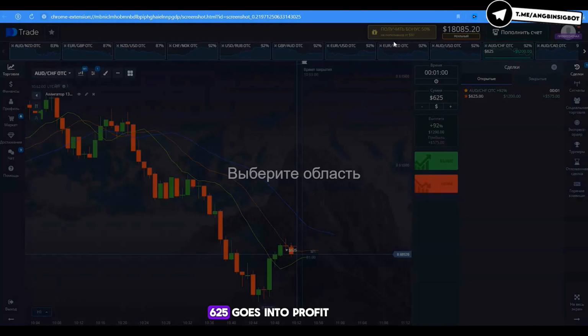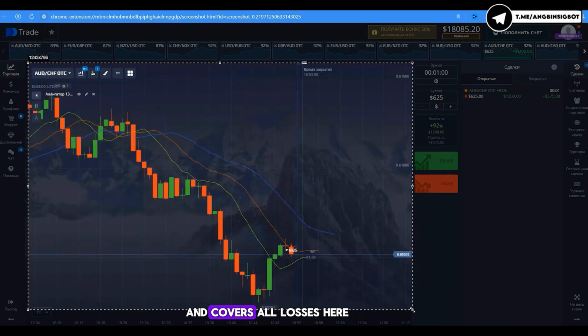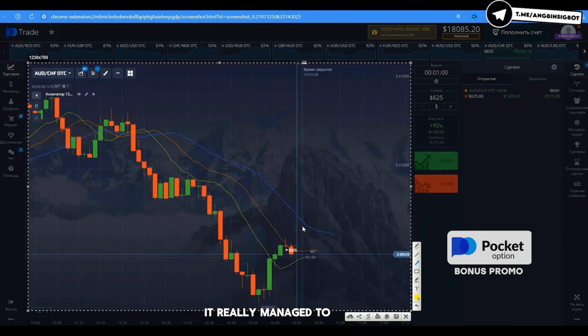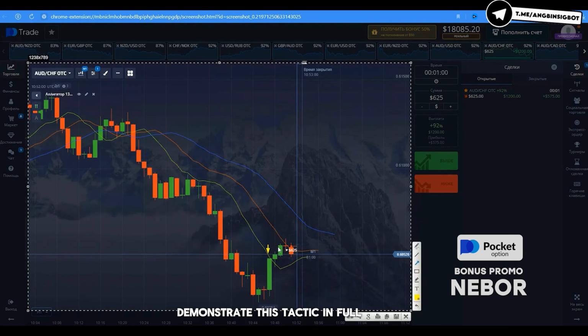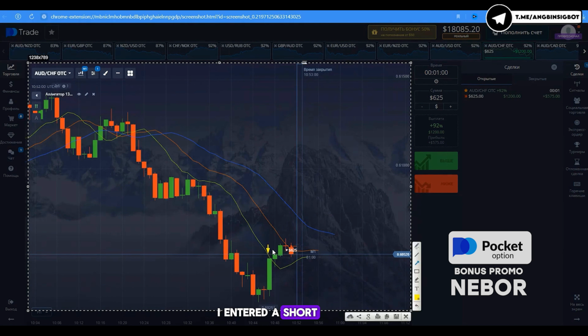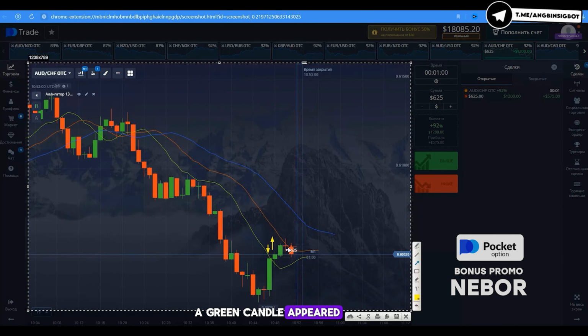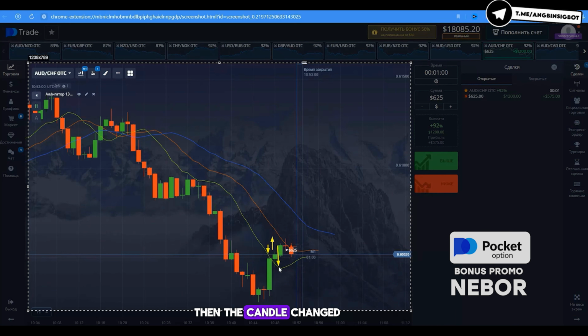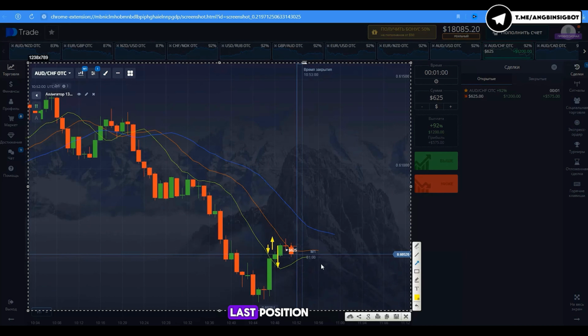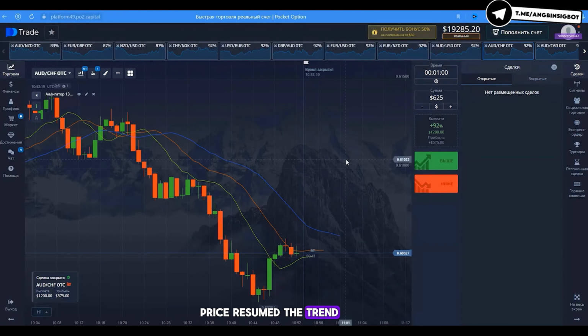The last catch at 625 goes into profit and covers all losses. Here, it really managed to demonstrate this tactic in full. At first, as you saw, I entered a short position from the line, a green candle appeared, and I entered a long position. Then the candle changed color again, and I entered a last position following it on the downside. As a result, the price resumed the trend, and I ended up in profit.